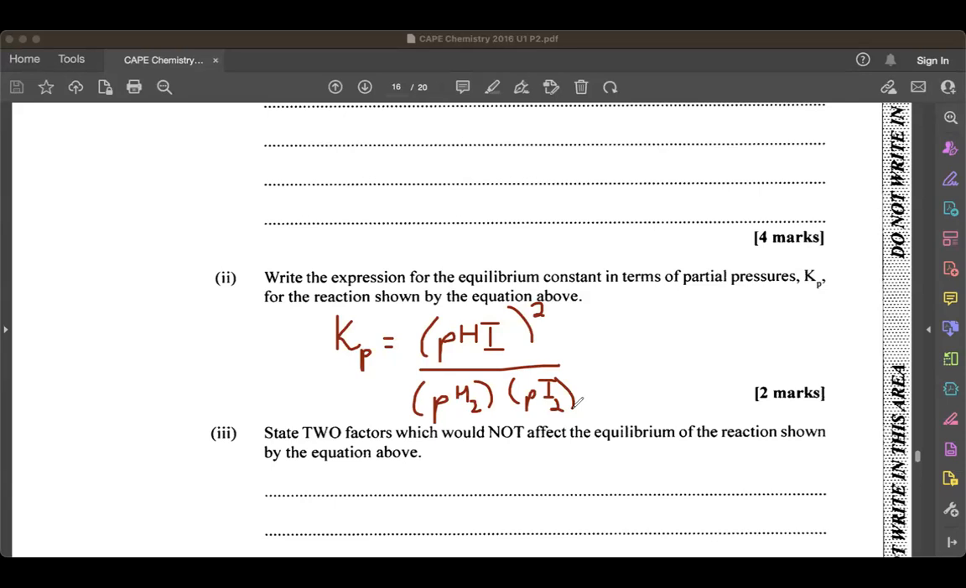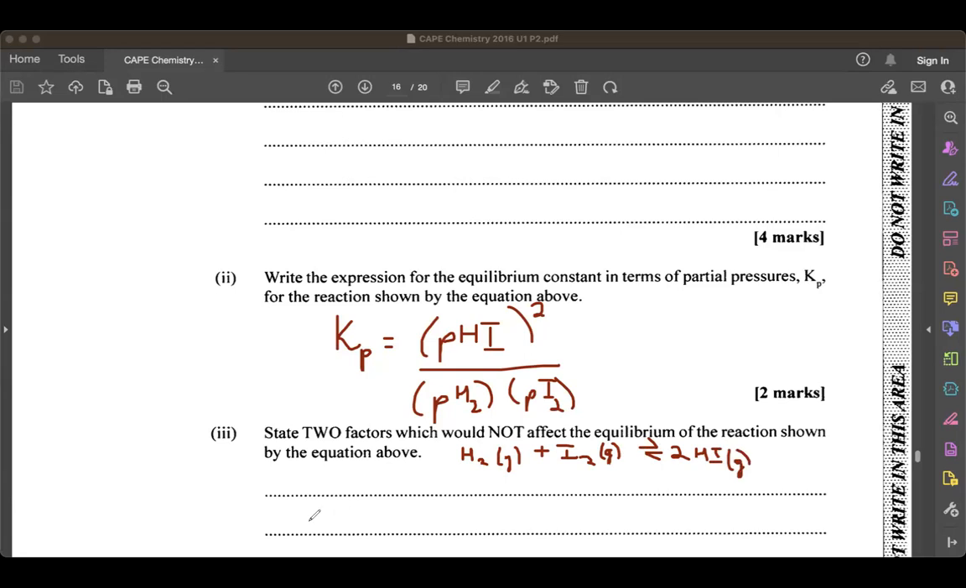All right. So the other question, part 3, says state 2 factors which would not affect the equilibrium of the reaction shown by the equation above. So again, this is our reaction. Let me just jot it down here real quick. So it's just H2 gas plus I2 gas, that's in equilibrium with 2 moles of HI gas, right? So this question is asking us for 2 factors that would not affect the equilibrium of the reaction.